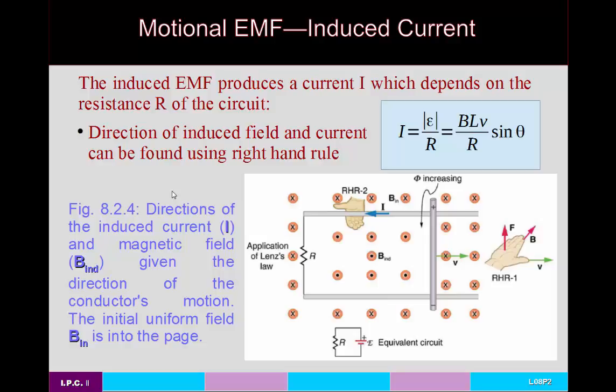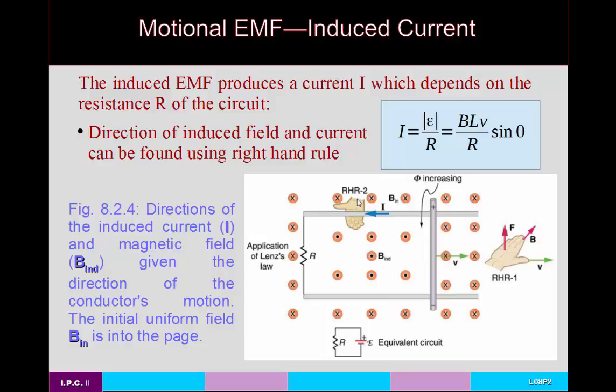Of course, if you have a closed loop, then you can actually get a current, and so the induced current will be the EMF divided by the resistance of the loop. So that looks like BLV over R times the sine of theta. This is the magnetic field strength. This is the length of the conductor, or really the distance between the two rails that it's sliding along. This is the speed at which it's moving. This is the resistance. And then this is the angle between the velocity and magnetic field.